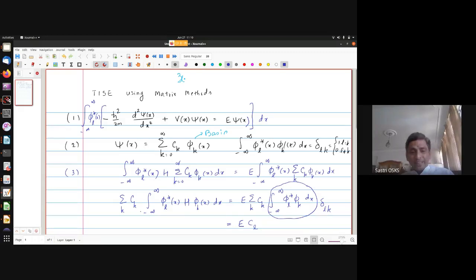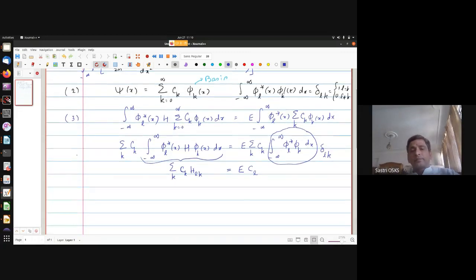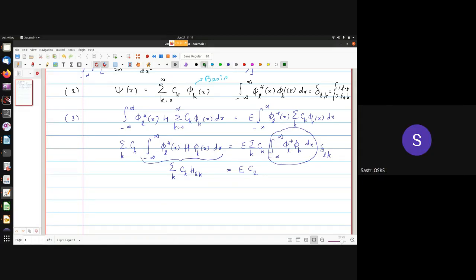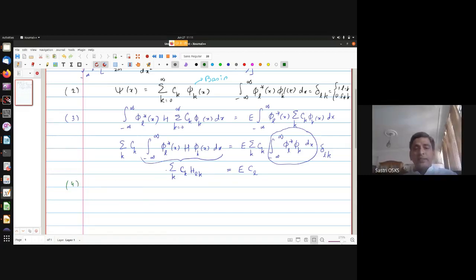So this particular integral here, let me write it as H_lk. I'm giving it a symbol. So c_k, summation over k. So this is actually our equation, but let me just open it up for you, because that's what we generally don't do. This is for different values of l, because we chose some phi_l star and multiplied, right? So for the phi_l star, l can be 1, 2, 3, 4, etc. up to infinity. So let us write this equation for l equal to 1.